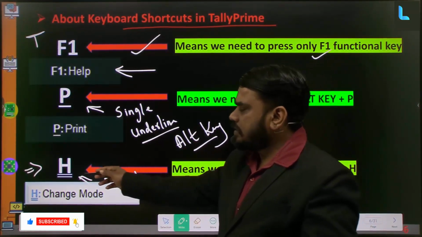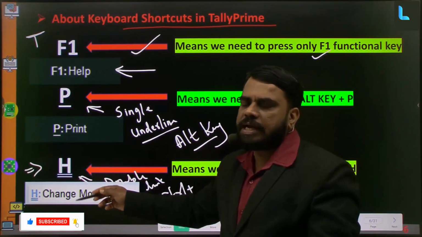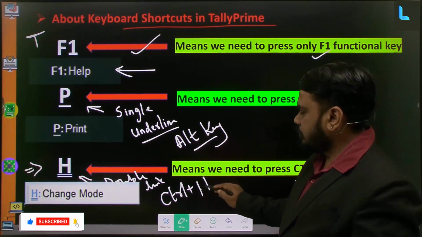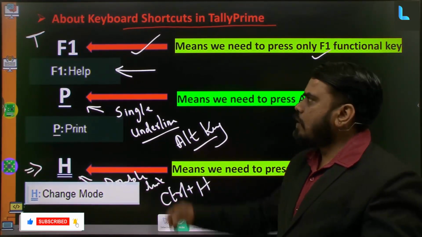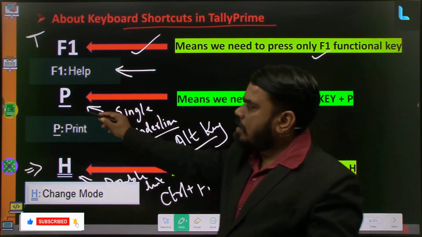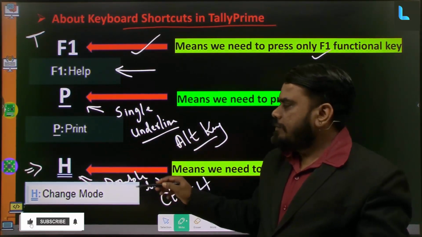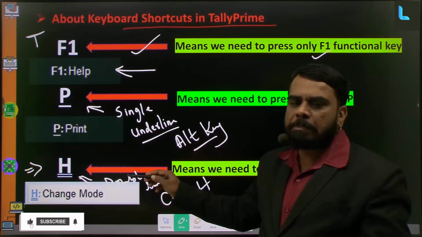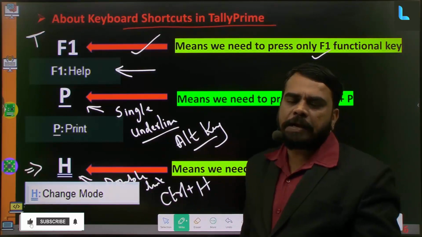Similarly, in the second case there is a double underline, that is H with a double underline. This means you are supposed to press the Control key along with H. So this is how keyboard shortcuts work in Tally. If only the key is mentioned, you press only that key. If the key is mentioned with a single underline, you press Alt plus that key. If you find a key with a double underline, you press Control and then that particular key. So this is how the shortcuts work in Tally Prime.